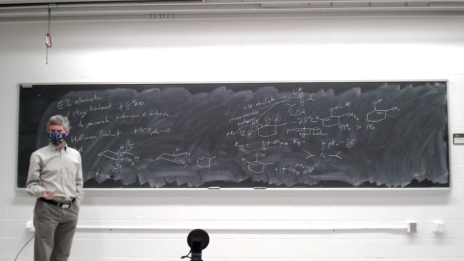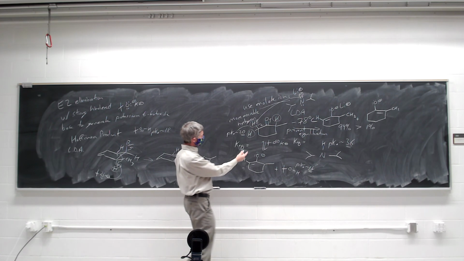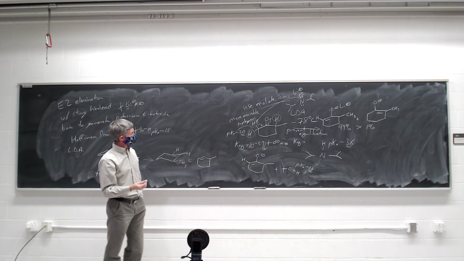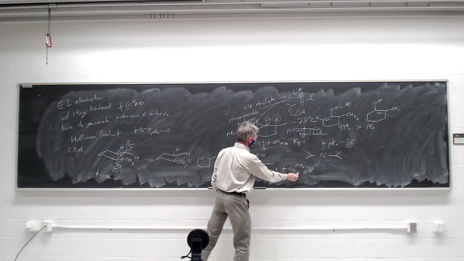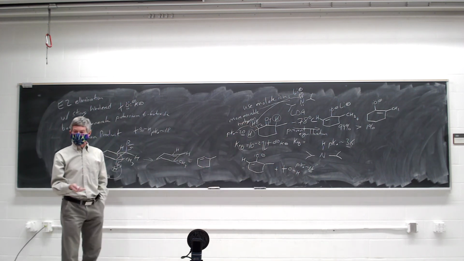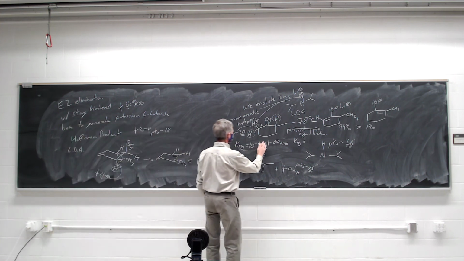Remember how to do that calculation? What's that? 10 to the minus 2. So in this case, the equilibrium constant is 10 to the minus 2, because this is actually a slightly more acidic hydrogen than that one. So you can't prevent equilibrium. The equilibrium actually lies towards the starting material.